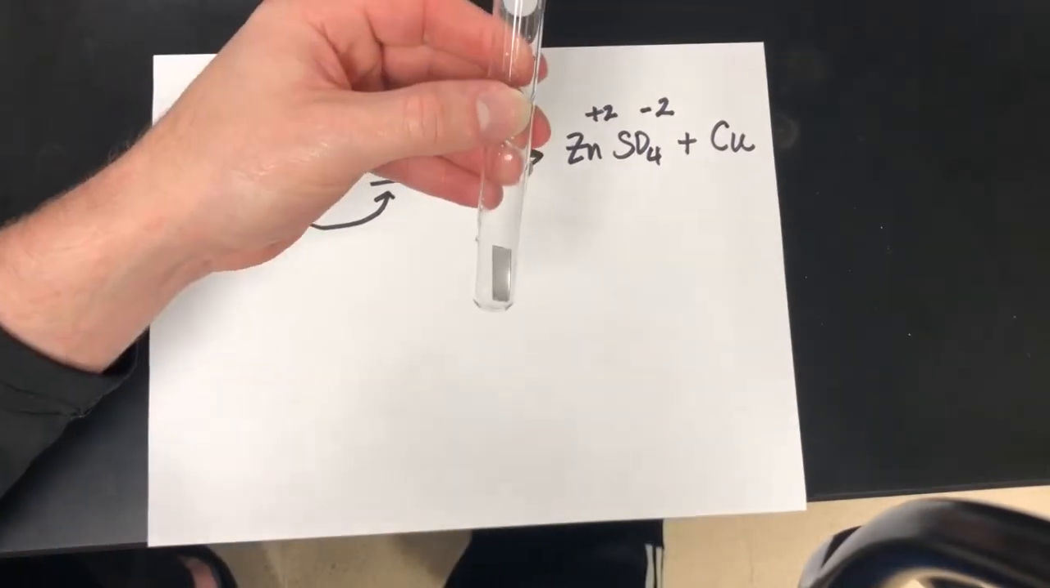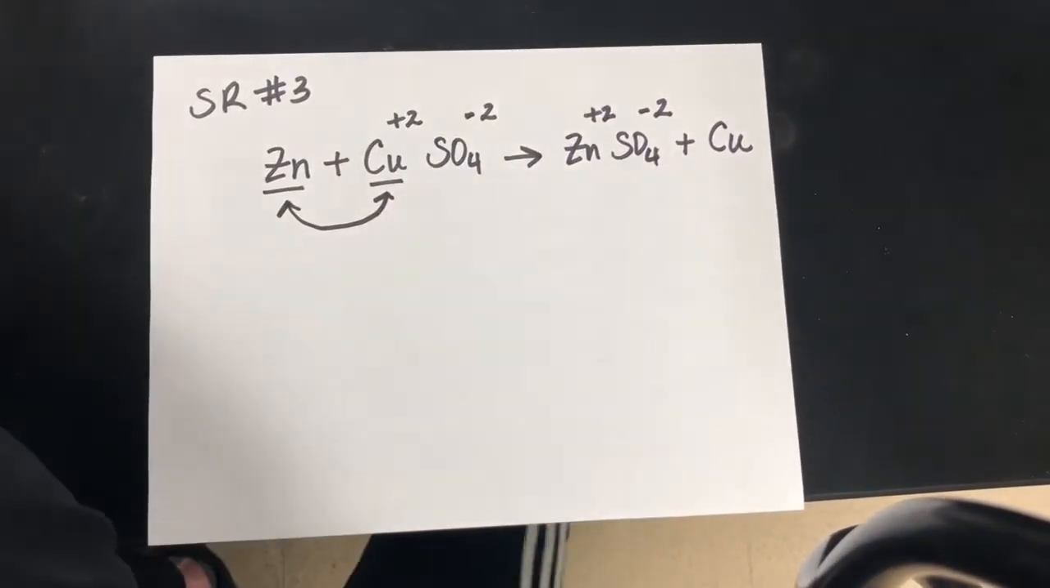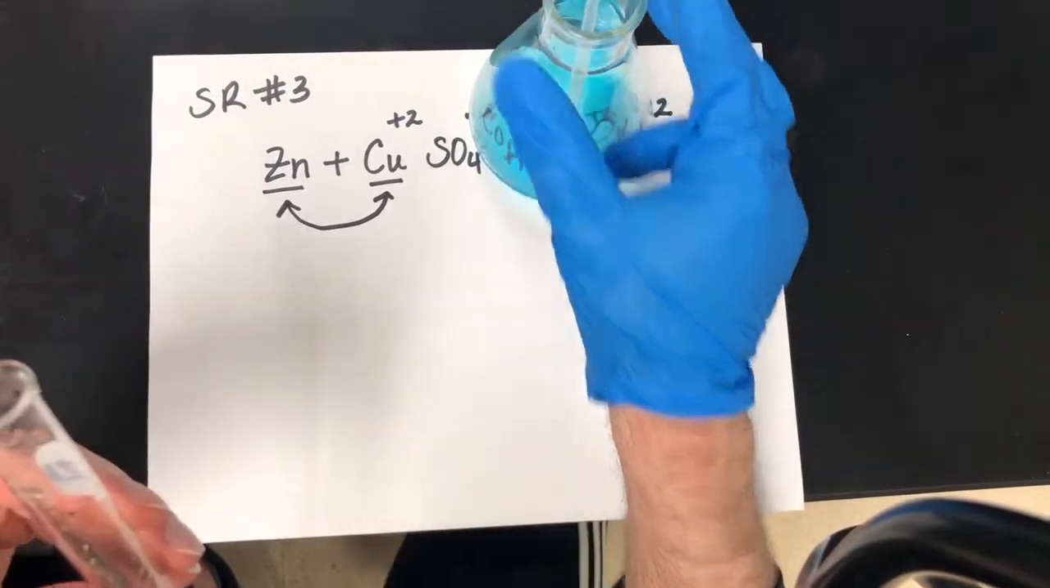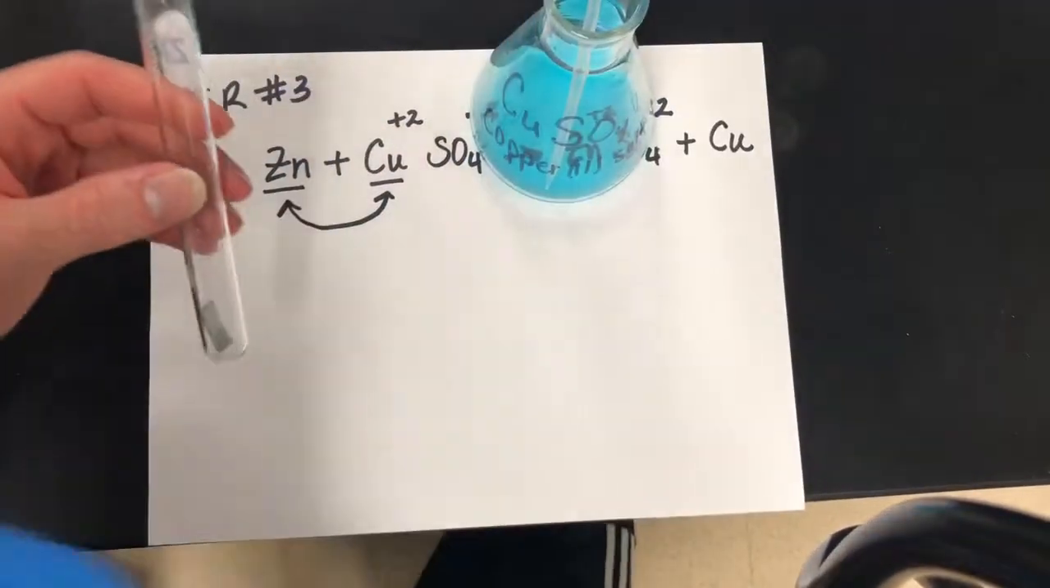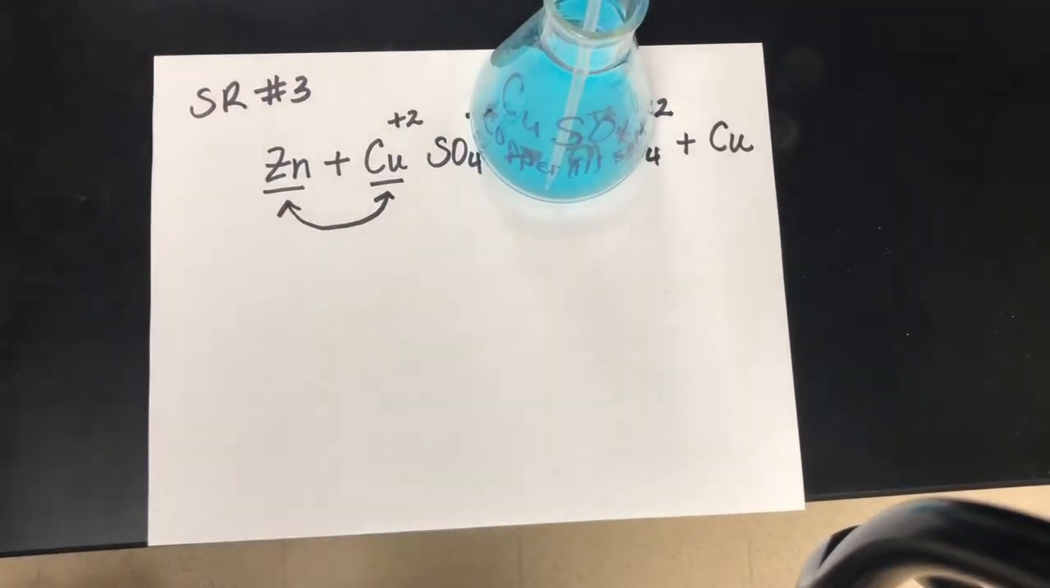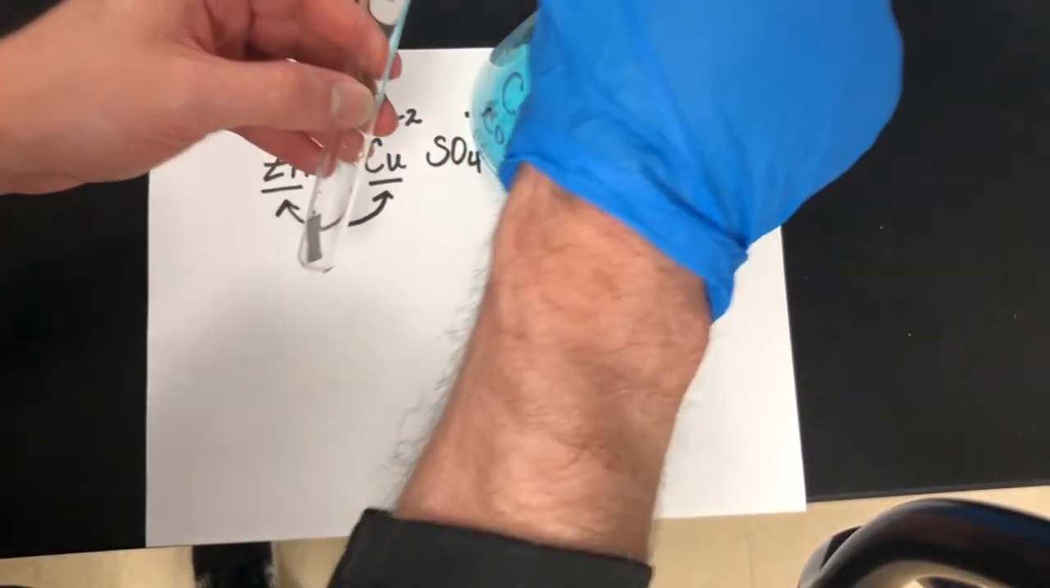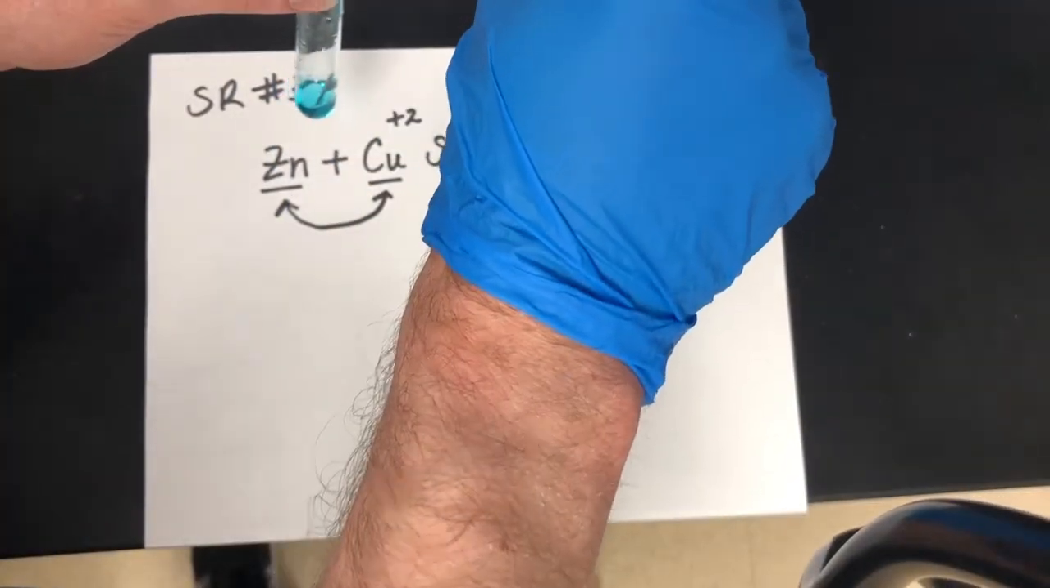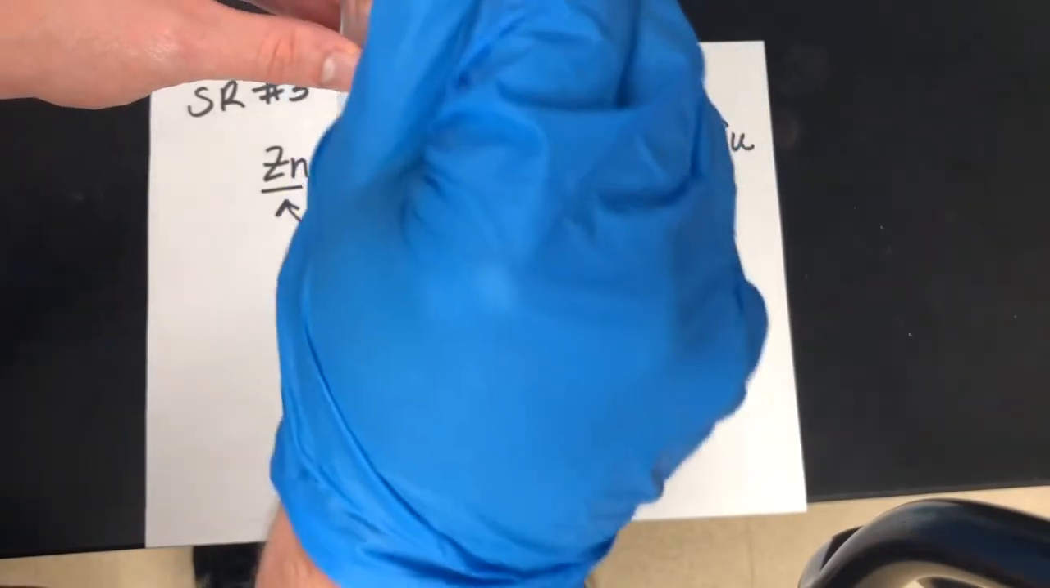Okay, so I took my piece of zinc, I already put it in the test tube, and from our other labs, you know that copper 2 solution, usually copper 2 sulfate especially, is going to be blue. Okay, so I'm going to put some healthy squirts, make sure that we get everything covered so we can see the reaction actually happening.